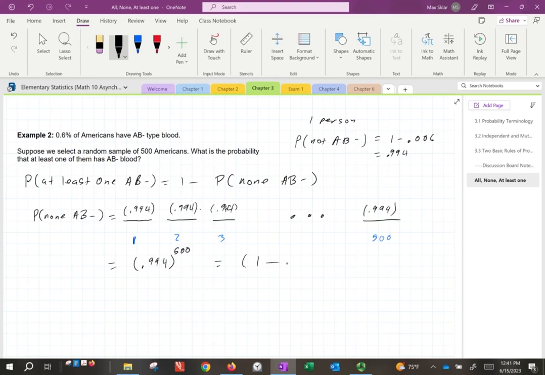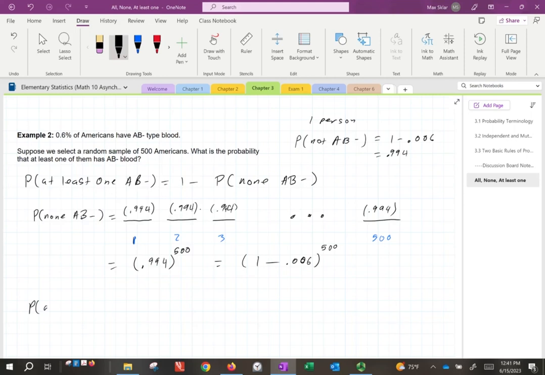Notice that that's using the original percentage, the percentage of people who have AB negative. That would be 1 minus 0.006 to the 500. And I've got to round that off. It's almost 95.